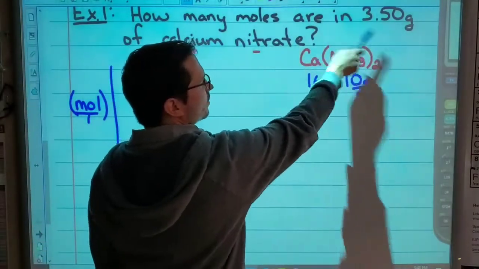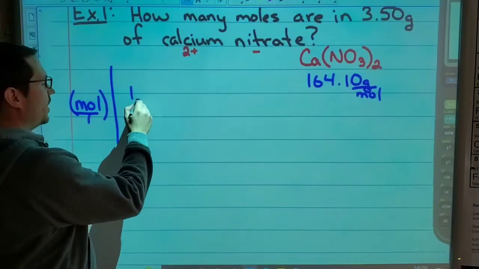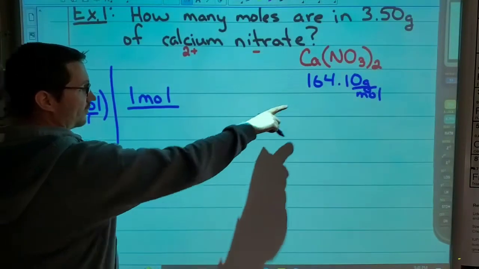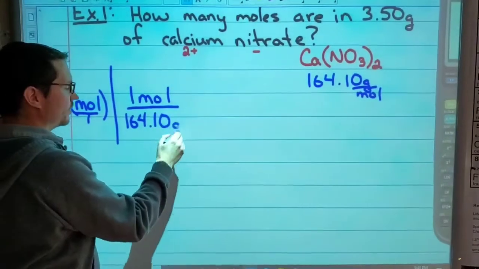I don't see anything in moles in the question, but I see moles in our molar mass. So you go 1 mole. We're flipping our molar mass over, 164.10 grams.